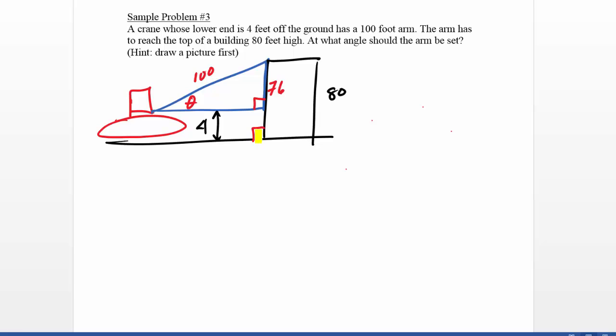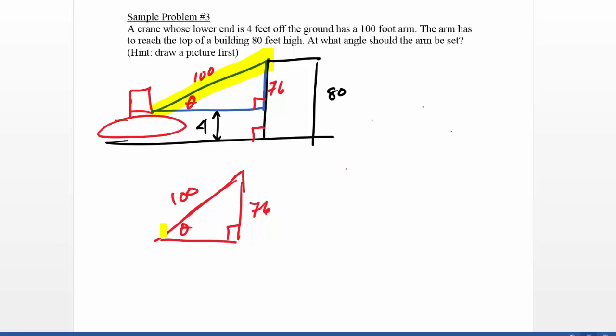Okay, so you can see here I've taken the time to draw the picture. It said the crane whose lower end is 4 feet off the ground has an arm of 100 feet. So I've created those two parts. The arm has to reach the top of a building that's 80 feet high. At what angle should the arm be set? So the triangle actually needs to be set in relation to the arm, which is this part right here. So in that particular regard, the opposite part of our triangle is actually just going to be 76 instead of the 80. So we're going to get this particular triangle right here.